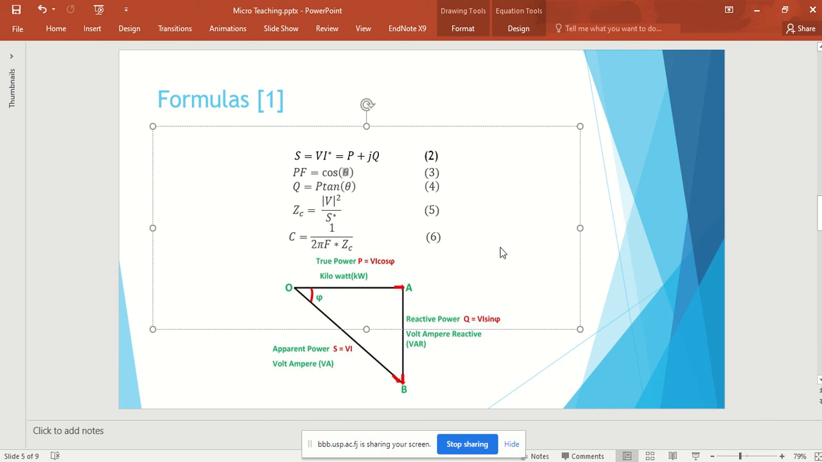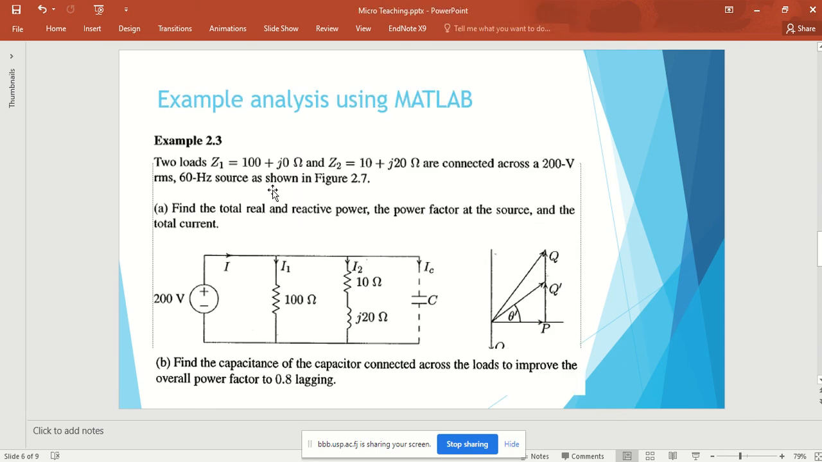Now let's look at this by solving an example, and this example will be solved using MATLAB. So let's see what the example says. This is a kind of real-life example. Is everyone following? Does anyone have any questions so far? I hope everything is clear.